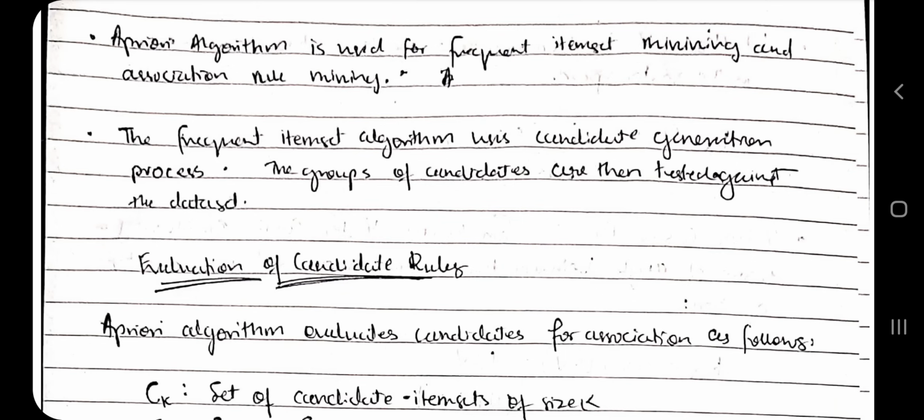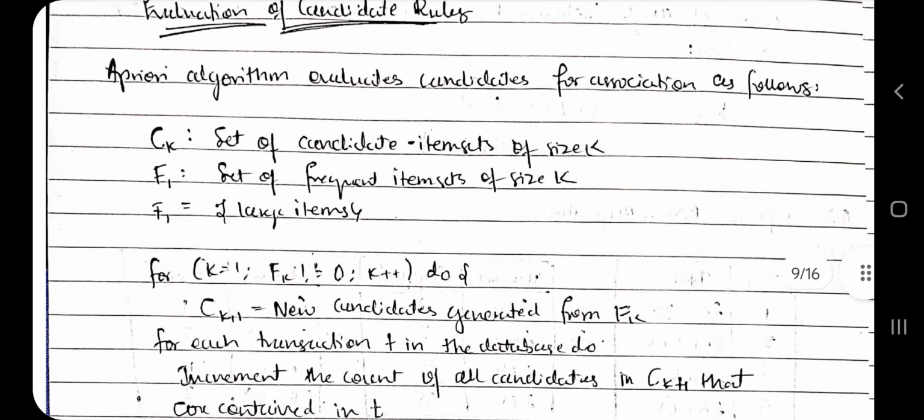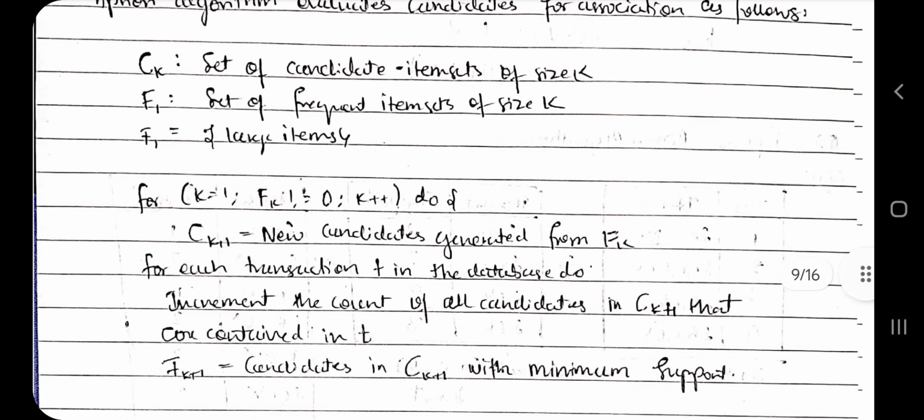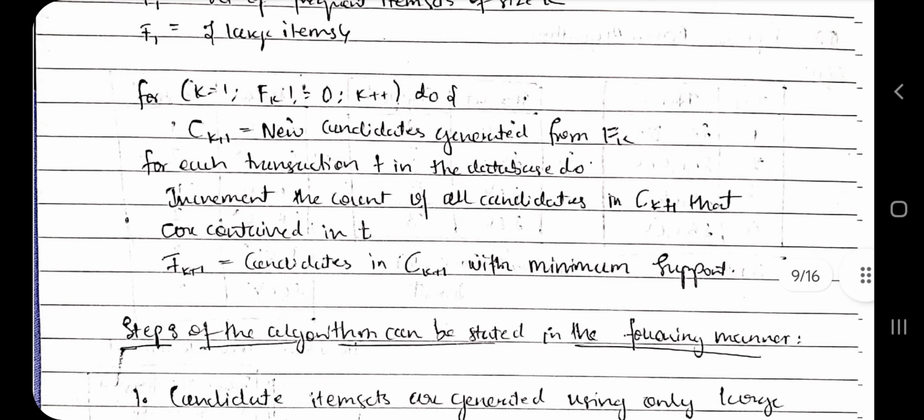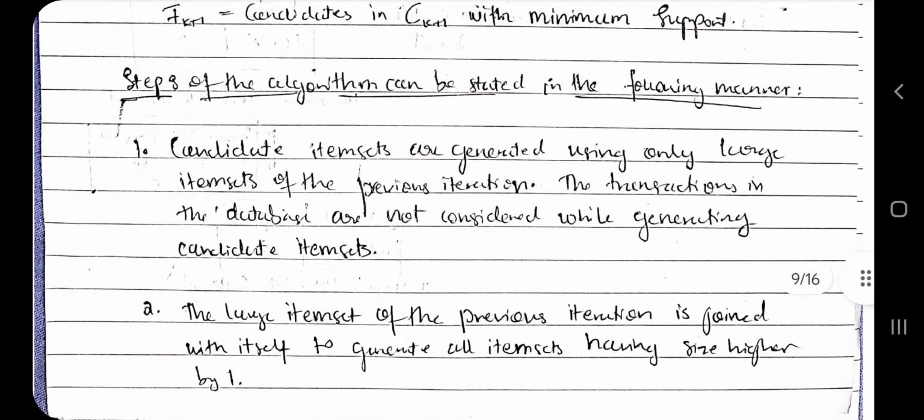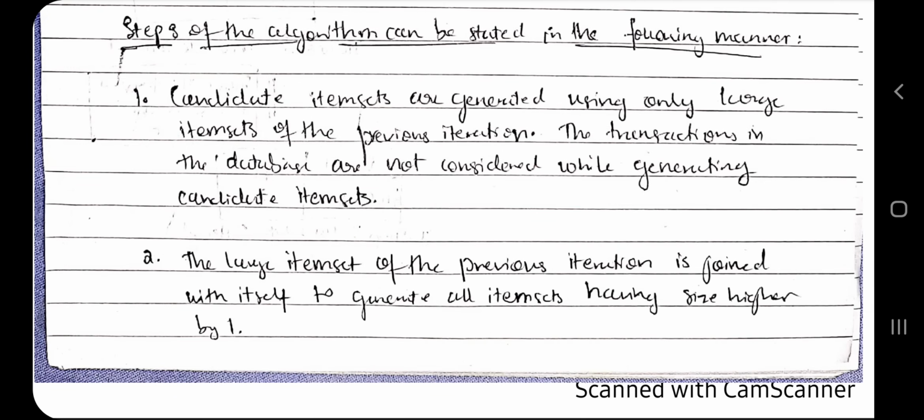For this, some factors are there. Let's have a look at that. The Apriori algorithm evaluates candidates for association as follows. Here are some of the items. You can go through it, like Ck, Fk-1 and large item sets. This is the actual code if you need to write in some language, but I'll be discussing the algorithm here because this is more important.